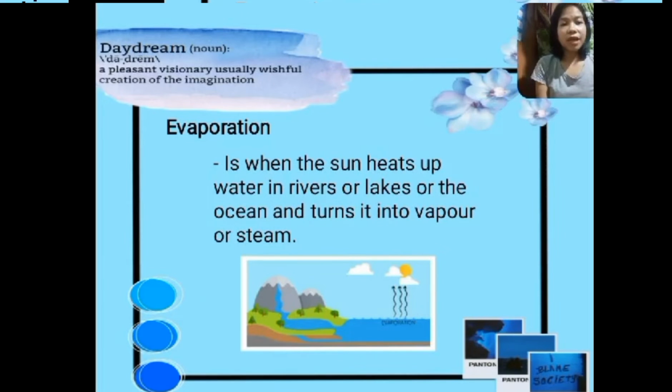Evaporation is when the sun heats up water in rivers or lakes from the ocean and turns into the vapor or steam. When the sun absorbs the water from the ocean, lakes, or any water surface in the planet Earth.